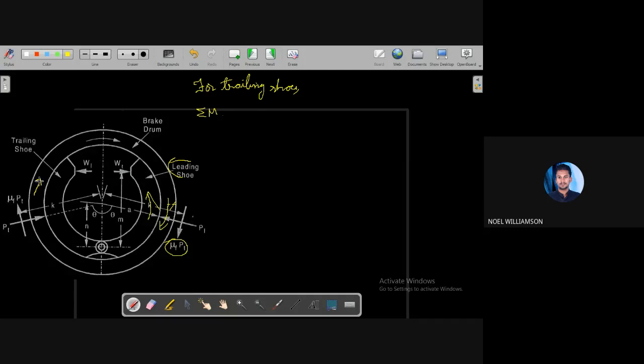So we assume that the drum is stationary and this will move in this particular direction. So the friction will be in the opposite direction, which is equal to mu into the normal force PT, that is mu into PT, acting in this direction. So the forces acting are first the actuating force WT, then the normal force PT and the frictional force mu F into PT. So the moments created by these are in equilibrium.